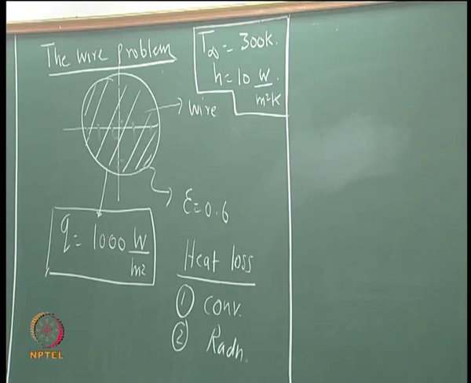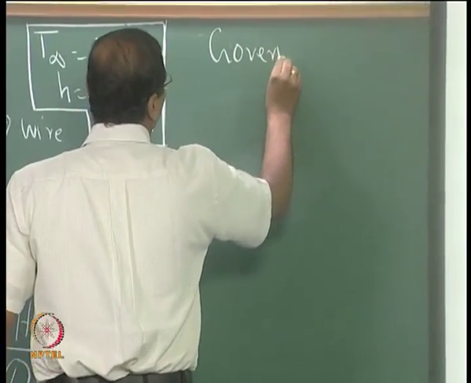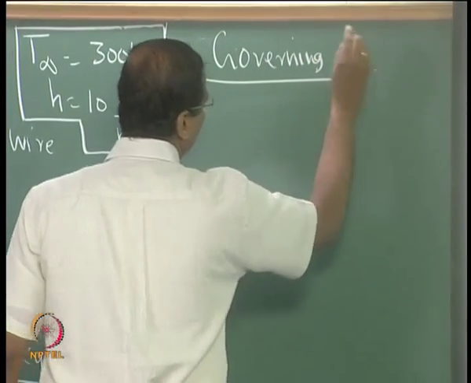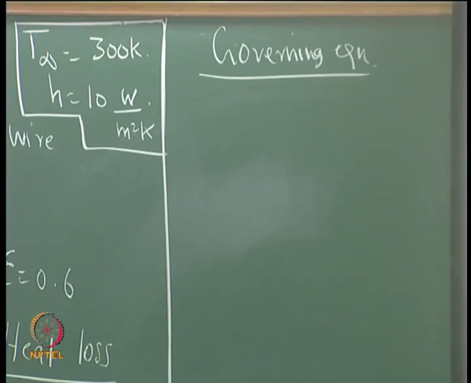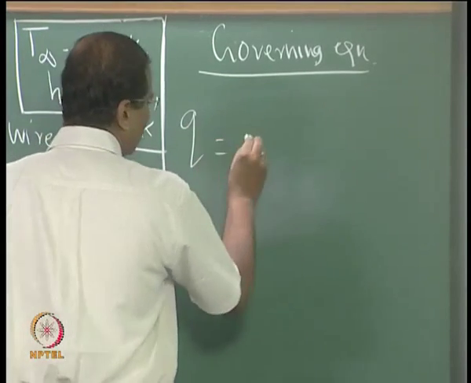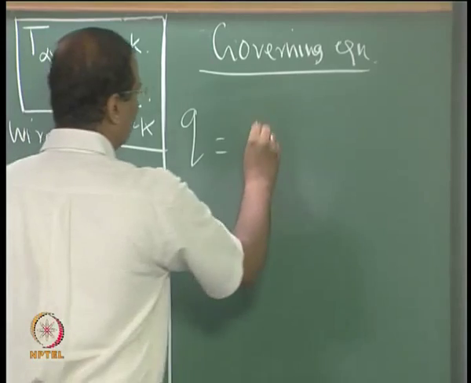So, what is the solution to the first part? What is the governing equation? Q equal to hA delta T. Okay, h.